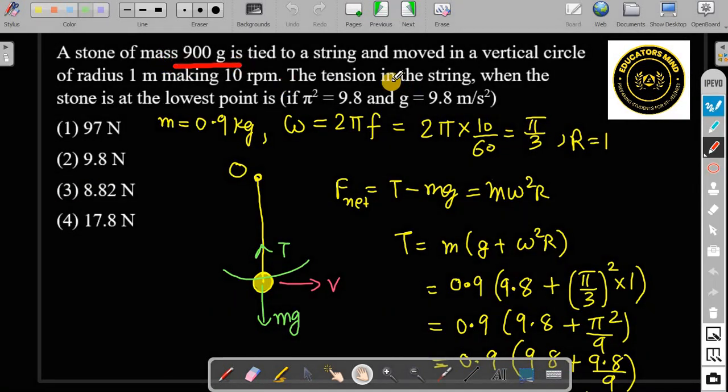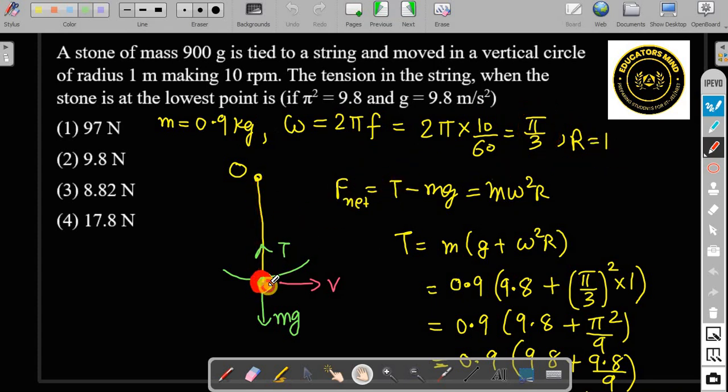Next is a stone of 900 gram. So there is a stone, its mass is given, right, and a string is there and it is tight and it is rotated in a circular motion. Of course, this is a vertical circular motion. So they are asking tension. They have given omega. Omega is equal to 2 pi frequency. Frequency they have given in RPM, 10 RPM. Convert that 10 by 60 in RPS and then use omega equal to 2 pi frequency to calculate this in radian per second. Radius is the length, which is 1 meter.